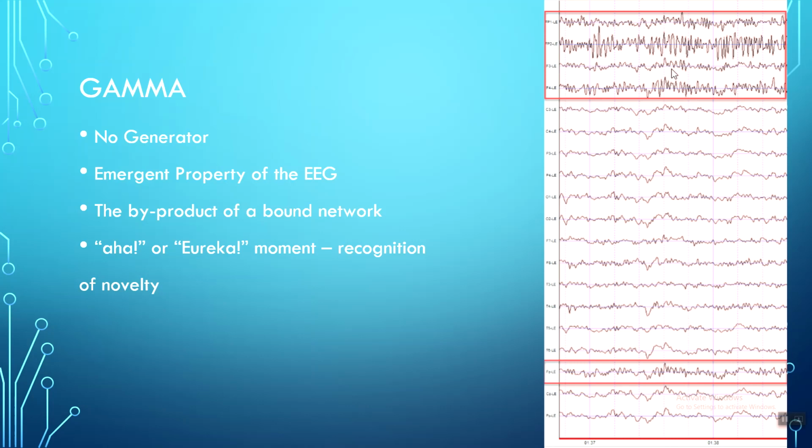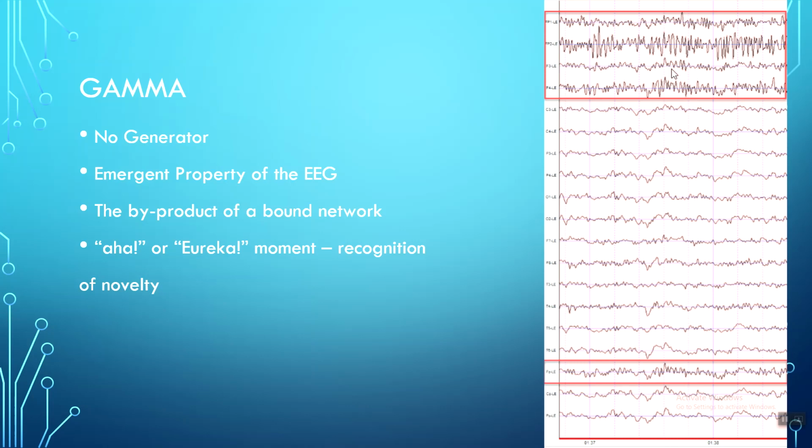And so unlike other frequencies, gamma does not have a generator. There's not one structure in the brain that makes gamma. Gamma is an emergent property in the EEG, which means that it arises from a state of criticality. And that state of criticality comes about when slow cortical potentials come into a synchronization. And gamma is the resonant property of the network being bound.